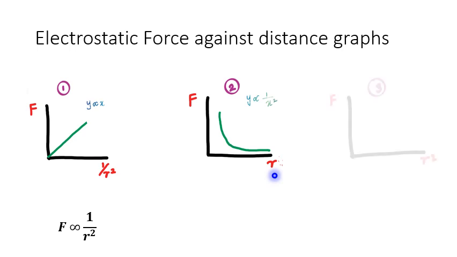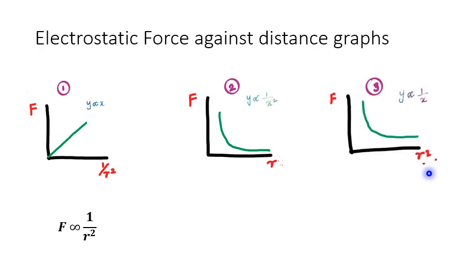And the third graph is the force against r square graph. Here on the x-axis we have taken r square. So, to get the force we have to just take the reciprocal of what is taken on the x-axis, which means this is a y proportional to 1 by x graph, and this is the shape of the graph.